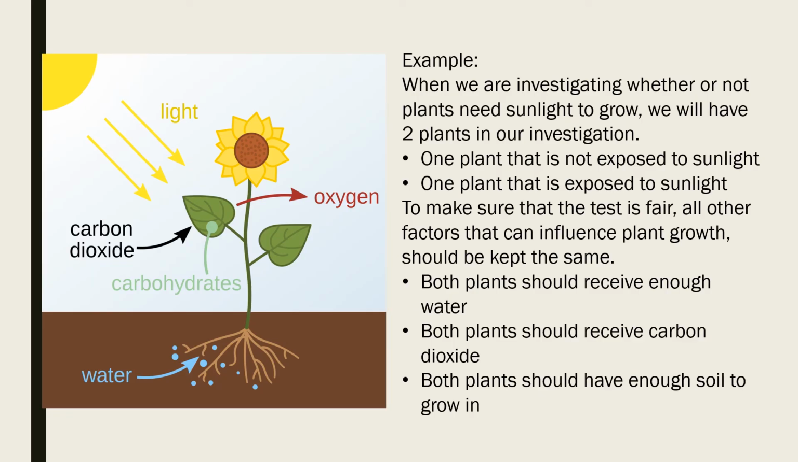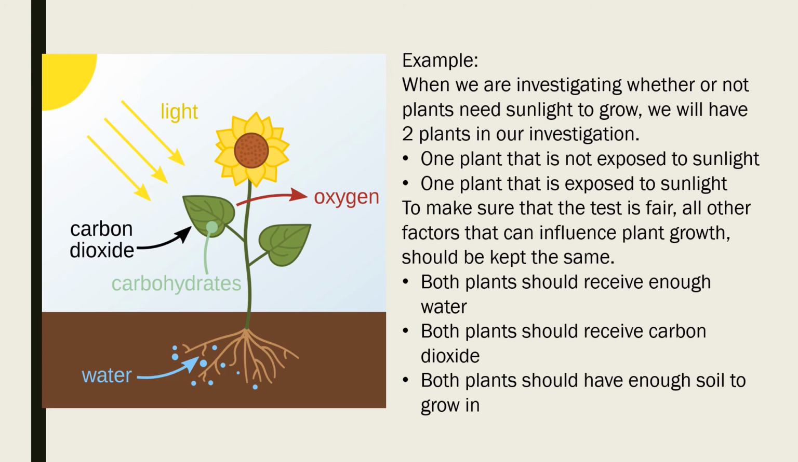Let's go back to our plant example for a moment. When we are investigating whether or not plants need sunlight to grow, we will have 2 plants in our investigation. One plant will not be exposed to sunlight, and the other plant will be exposed to sunlight. To make sure that our test is fair, all other factors that can possibly influence the growth of plants have to be kept exactly the same for both of the plants.